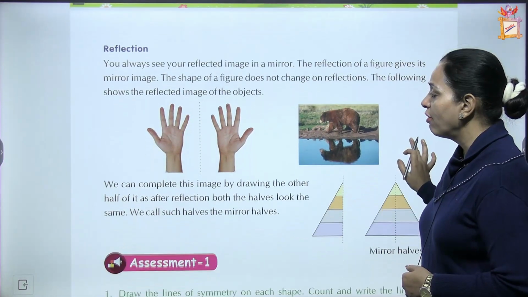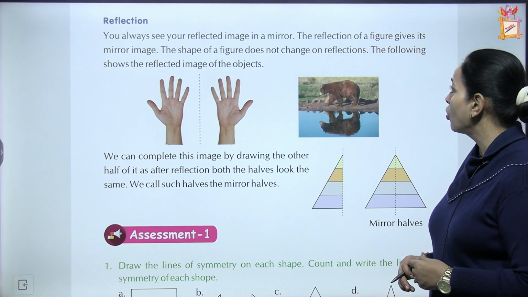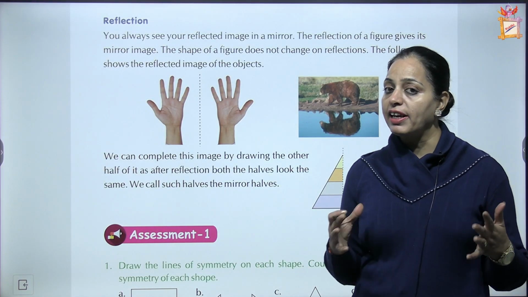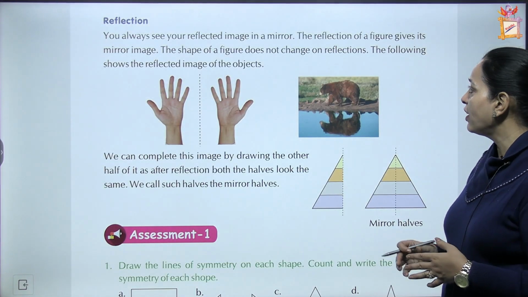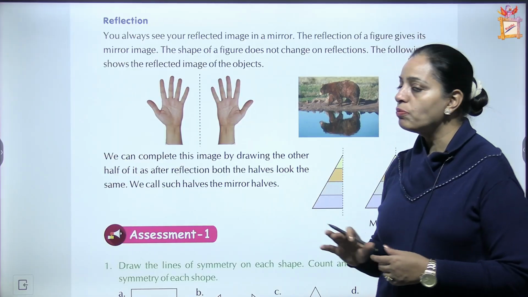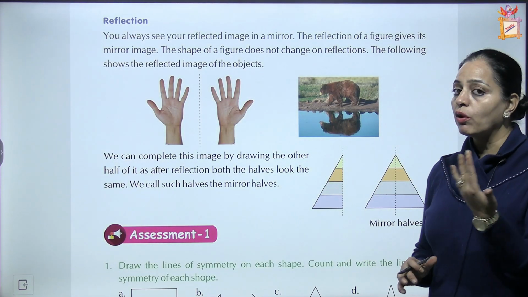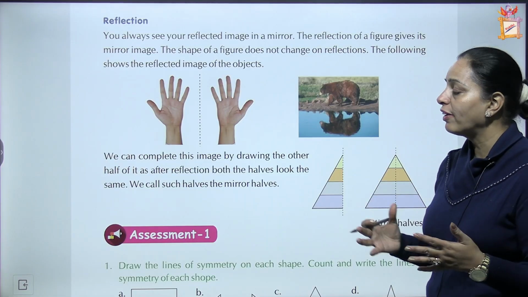Now reflection. You always see your reflected image in a mirror. The reflection of a figure gives its mirror image. The shape of a figure does not change on reflection. The following shows the reflected image of the objects. When you look in a mirror, what will you get? You will get your reflection, your image, reflected image.